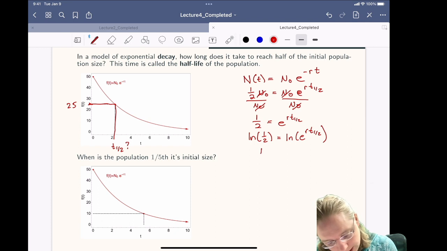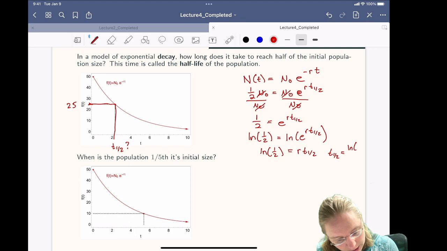This lets us write this as natural log of 1/2, and then we can cancel the natural log and the e, and we get r t_1/2 is equal to the natural log of 1/2. Dividing both sides by r, we have that t_1/2 is equal to the natural log of 1/2 divided by r. So this is our half-life.